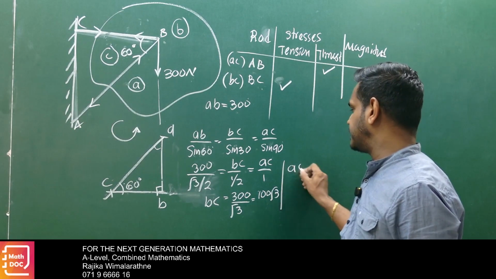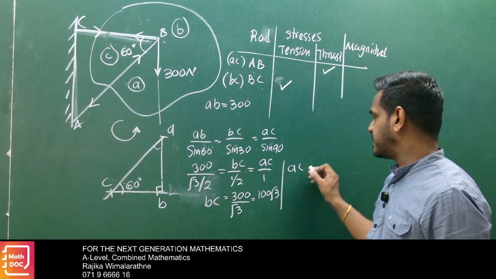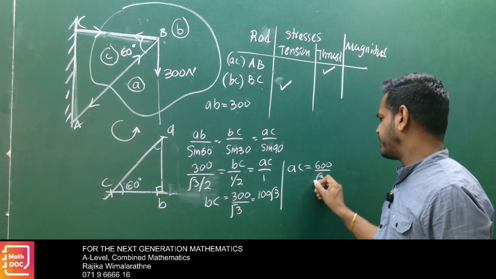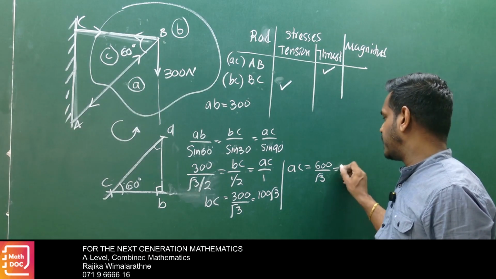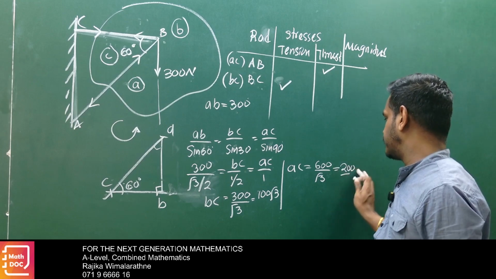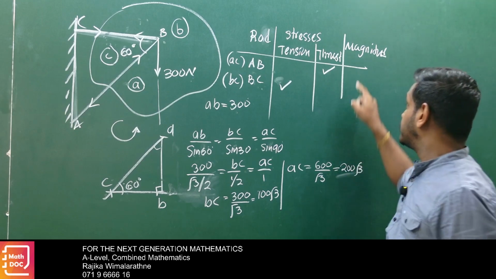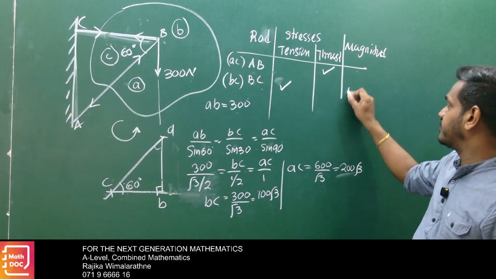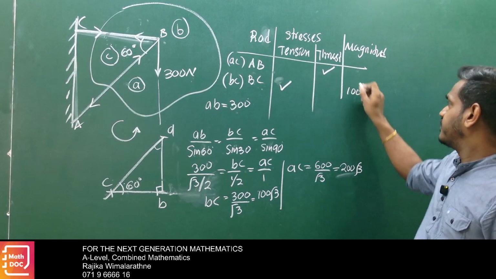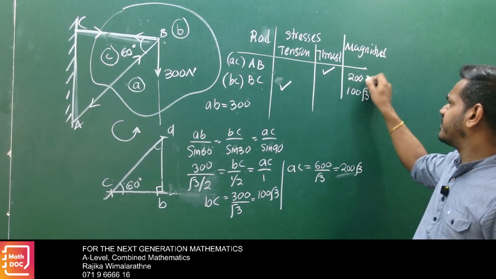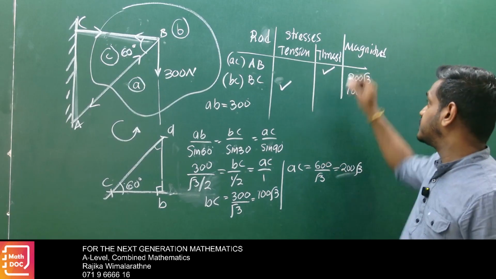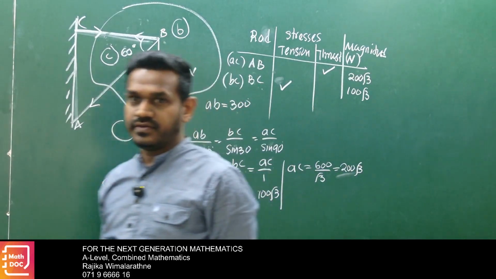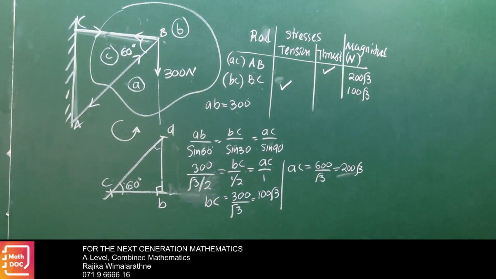Then similarly AC equals 600 over root 3. That is 200 over root 3, which is 200 root 3, no? Then AB and BC lengths are 100 root 3, and here 200 root 3. So that's how we identify stresses, no? Continue.